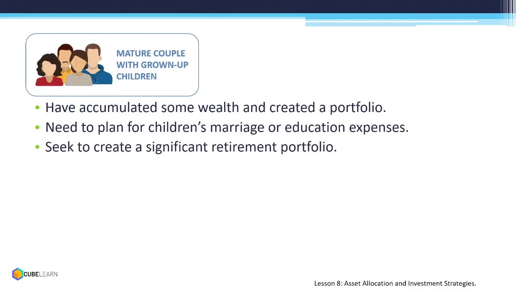Mature couple with grown-up children. At this stage, 10 to 15 years are left to retirement. The investor or individual has accumulated some wealth. There are dual objectives. One, to fund higher education for kids, and secondly, to plan for retirement.